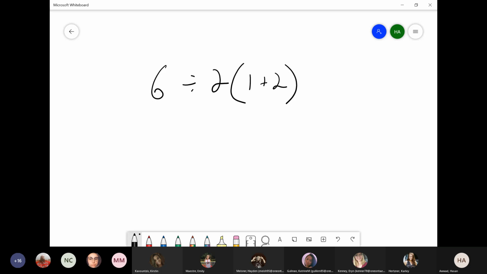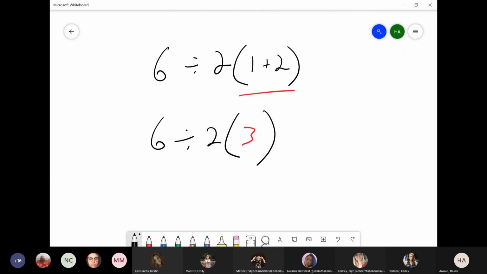So just getting back to this, again, we have the 6 divided by 2 times 1 plus 2 in parentheses, right? So because we're dealing with parentheses first, we're going to take care of this. So we're going to drop everything else down that we're not touching, right? So we have the 6 divided by 2, and then we have 1 plus 2 in parentheses, which gives us a 3.